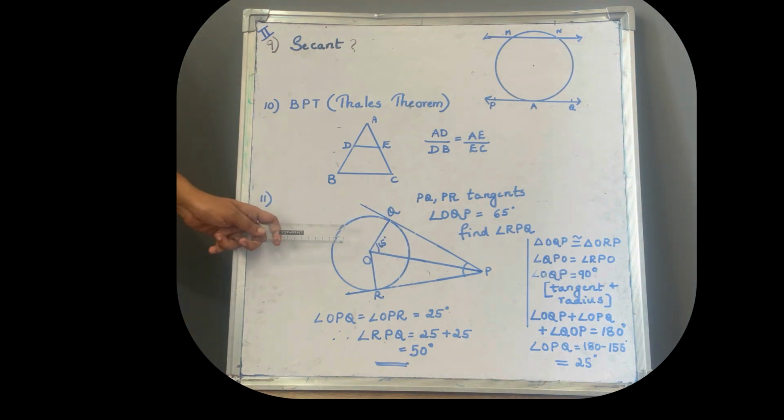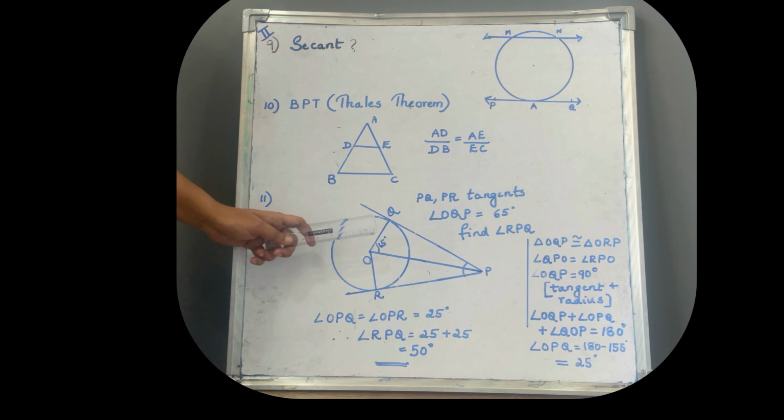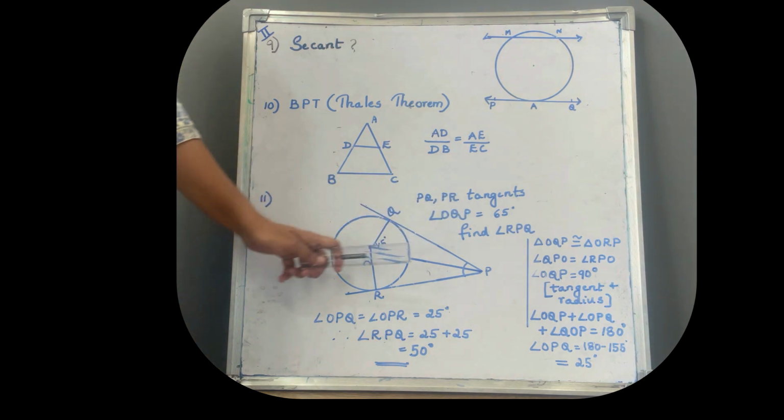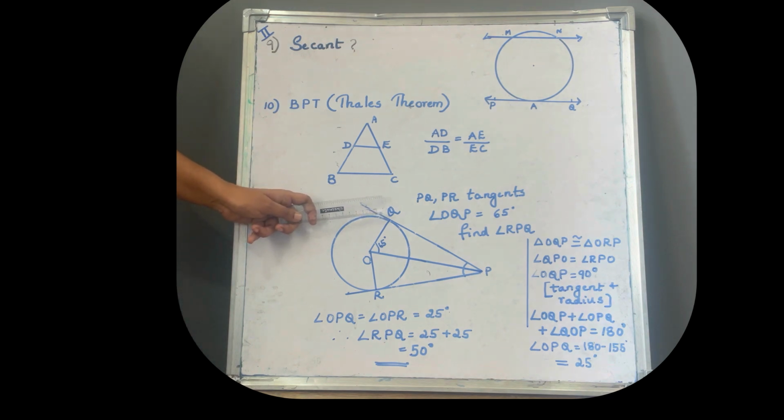We know that triangles OQP and triangle ORP are congruent triangles. Therefore, angle QPO is equal to angle RPO, because in congruent triangles, all the angles and all the sides will be equal. We also know that angle OQP is 90 degree. This is the angle which the tangent PQ makes with circle with center O at the point of contact Q. OQ is the radius.